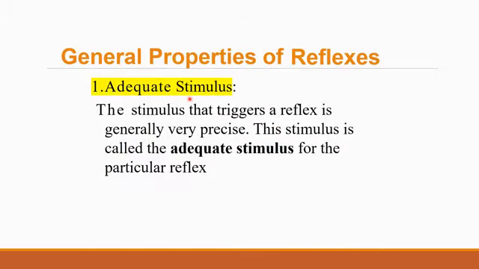So lastly, the properties of reflexes. The first and most important is the adequate stimulus. For any reflex to take place, the adequate stimulus should be present. The stimulus that triggers a reflex is generally very precise, so this stimulus is called adequate for that particular reflex. For the flexor withdrawal reflex, the stimulus should be pain. That is the adequate stimulus for flexor withdrawal, and stretch is the adequate stimulus for the stretch reflex.